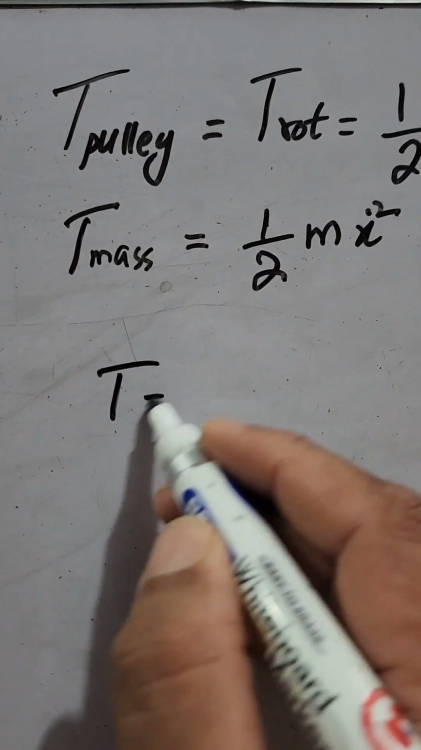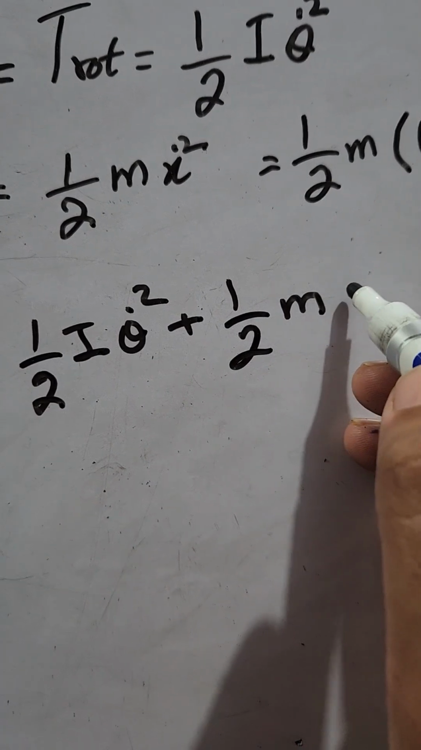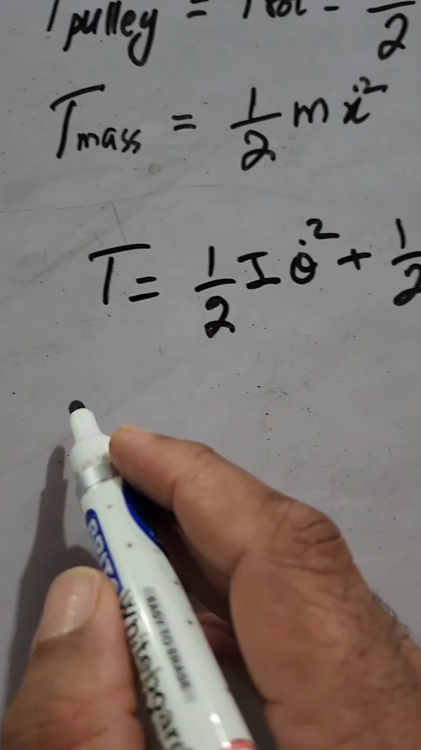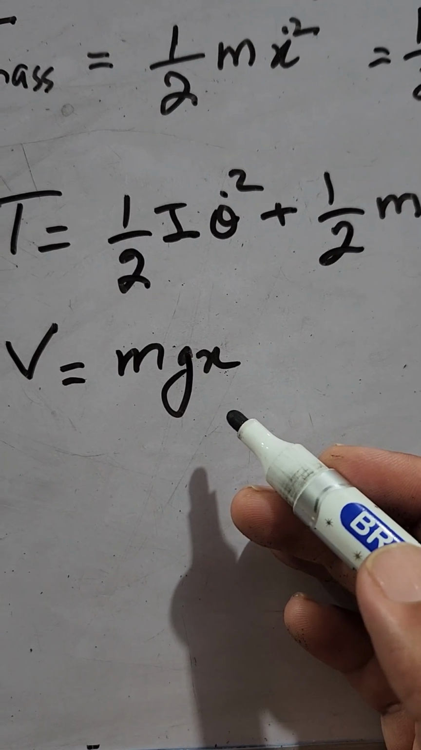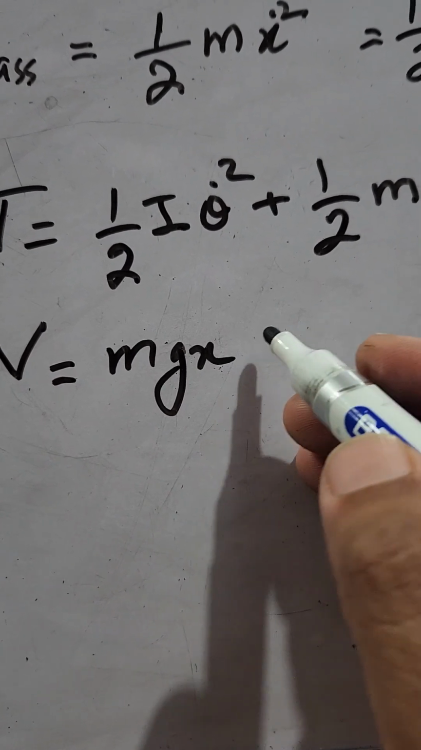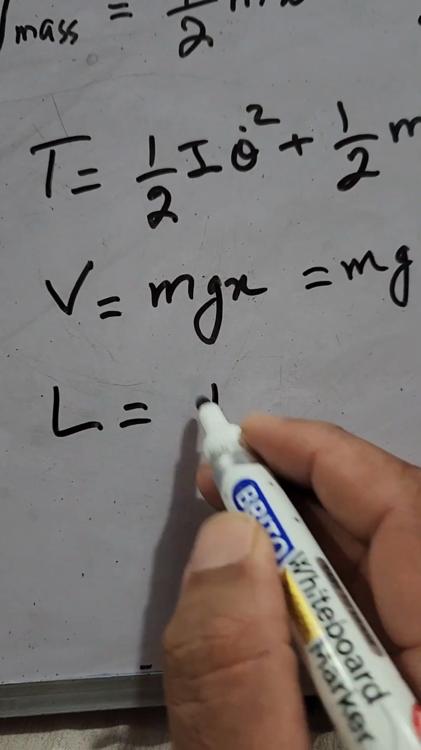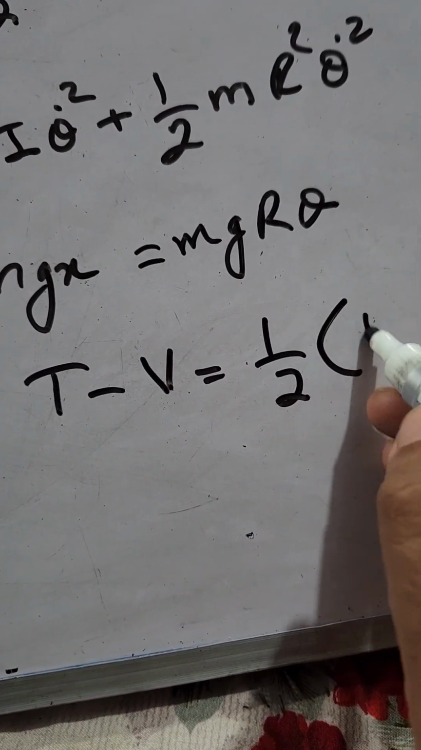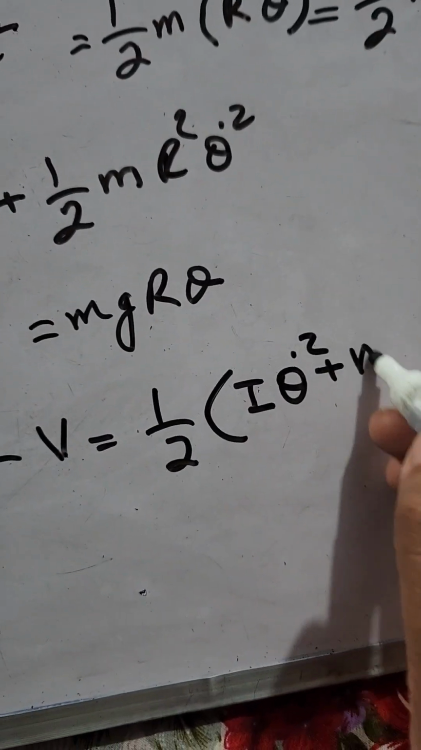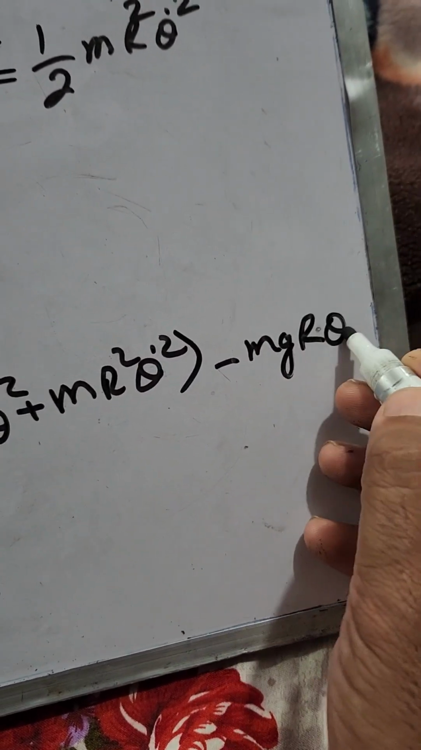So the total kinetic energy equals 1 over 2 I theta dot square plus 1 over 2 m r square theta dot square. Potential energy equals mgx, where x is the length of rope which is wound or unwound. So again it is equal to r theta. The Lagrangian is given as kinetic energy minus potential energy, which is 1 over 2 I theta dot square plus 1 over 2 m r square theta dot square, minus the potential energy mg r theta.